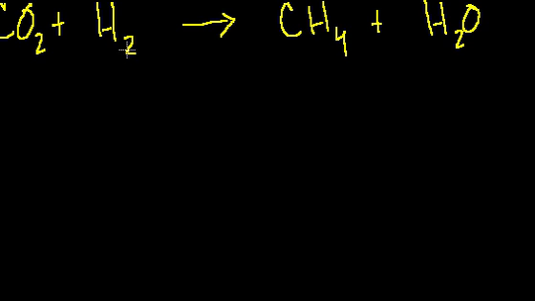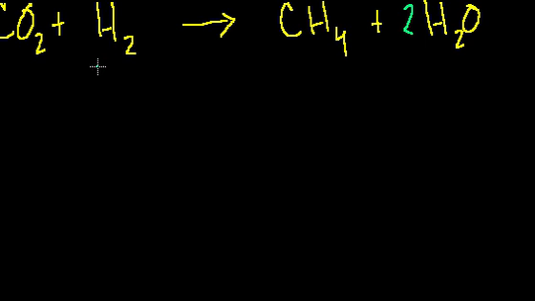Carbon dioxide plus hydrogen gas yields methane plus water. So let's deal with the carbons first. I have 1 carbon here, 1 carbon there. The carbons look happy. Let's look at the oxygen. I have 2 oxygens here. I have 1 oxygen there. So I want 2 oxygens there, so let me stick a 2 there. And then let's deal with the hydrogens last, because this is the easiest one to play with, because it doesn't affect any of the other atoms.